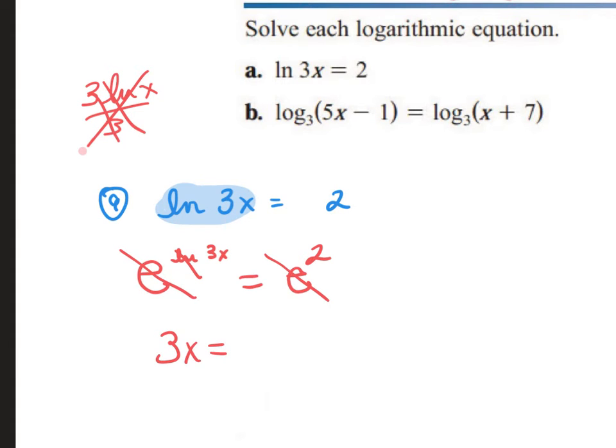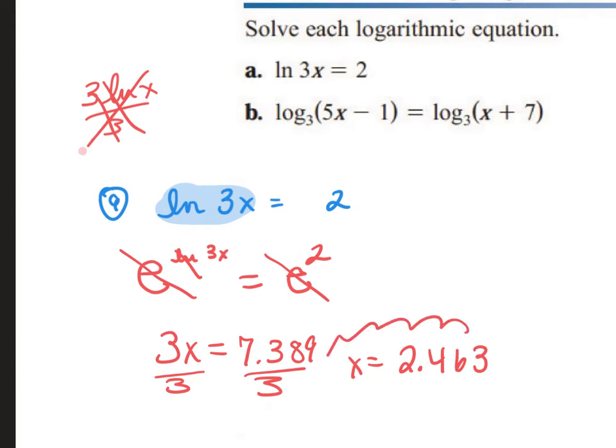Now, at this point, Vincent, if you wanted to just hit e to the second divided by 3, that's fine. But what is e to the second power, guys? 7.389. And then I do what to both sides? Divide by 3. And I get x equals what? Hang on one sec, Deanna. Hang on. What is it again? 2.463. You guys agree?